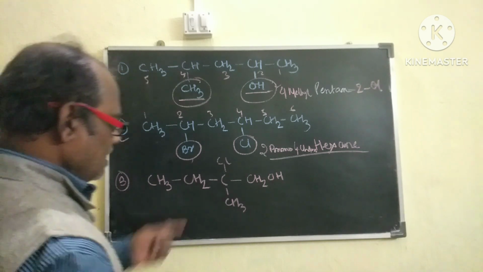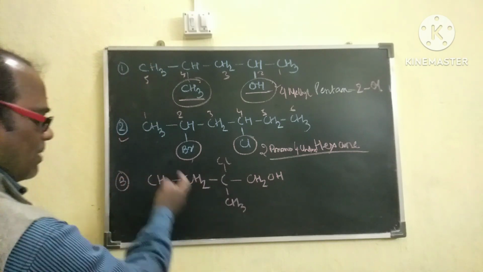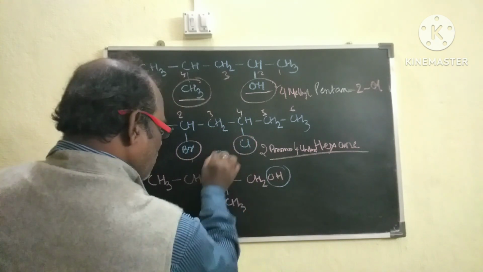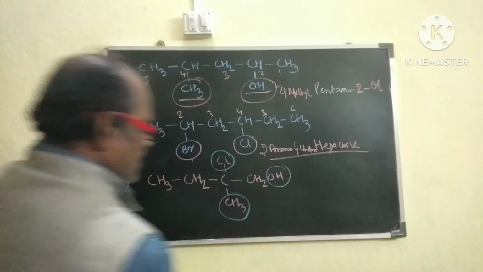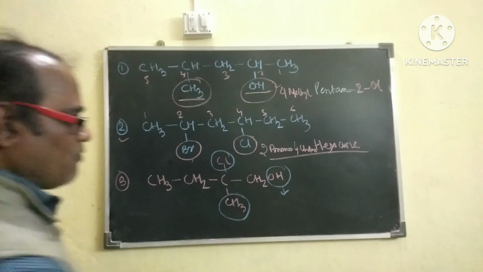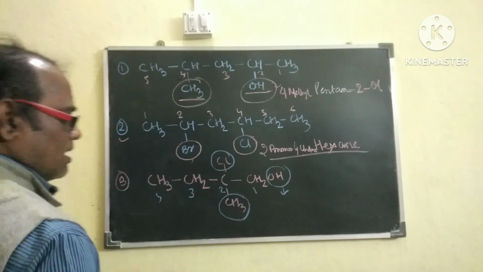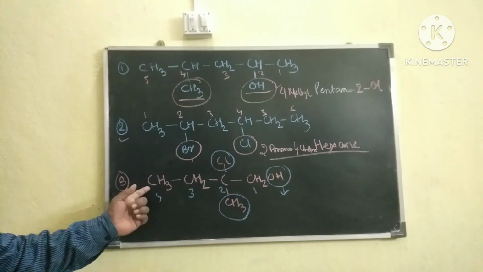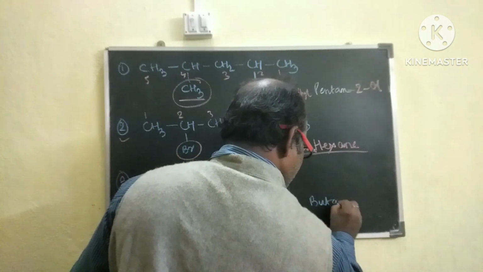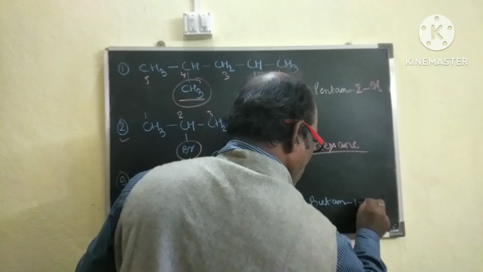Next, let us go with one more example. Here 1, 2, 3, 4. That means the number of carbon atoms is 4. And here the functional group alcohol is there, chlorine is there, as well as methyl. But the main functional group is alcohol. So you have to number from this side: 1, 2, 3, 4. Since this is a single bond and 4 carbon atoms are there, we write butane, and OH means 1-ol.